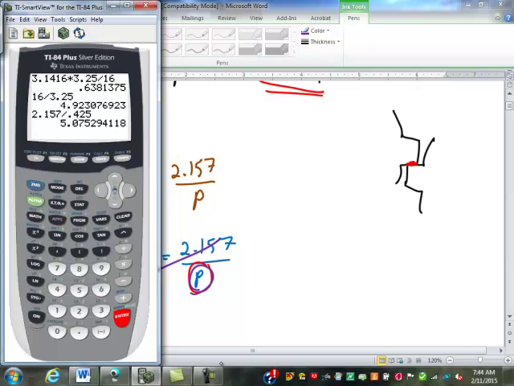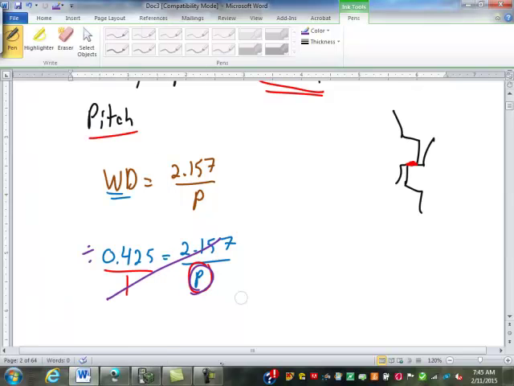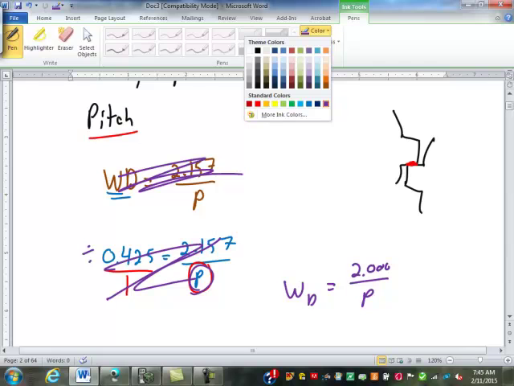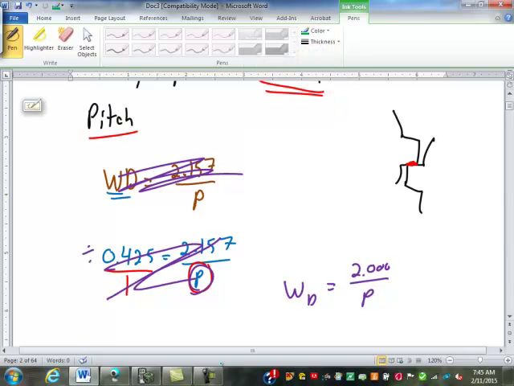What's that? Did I do the whole depth instead of the working depth? Oh, I'm sorry. Thank you. Good catch. Yeah, for working depth. Wow. Well, good catch. Thank you. Working depth is WD, isn't it? It's 2.00 over pitch. How many of you caught that? Were you just afraid to tell me? A couple of you? Okay. Is that 2,000 or 2.00? That's what that is.